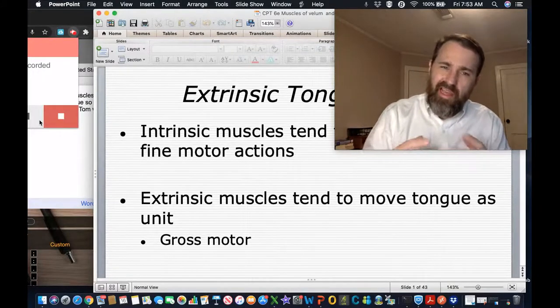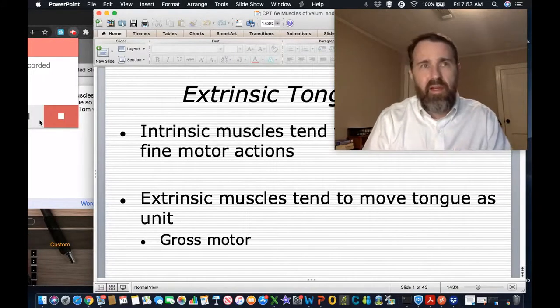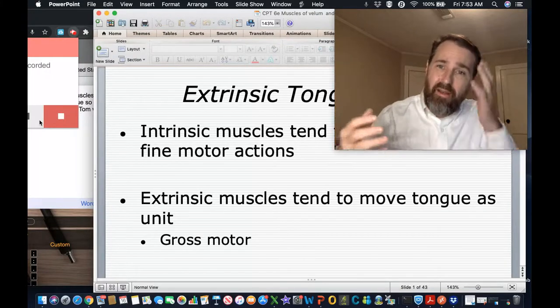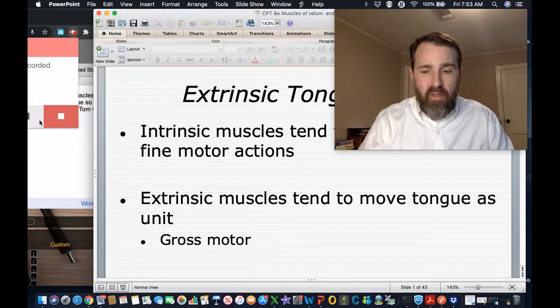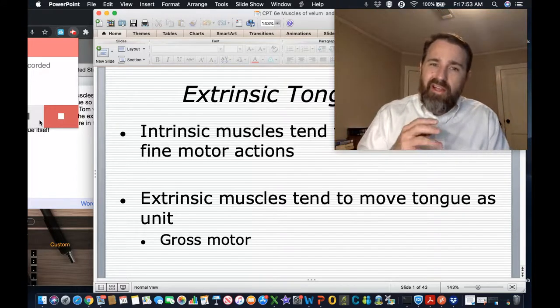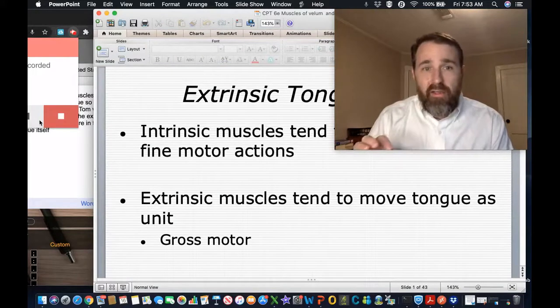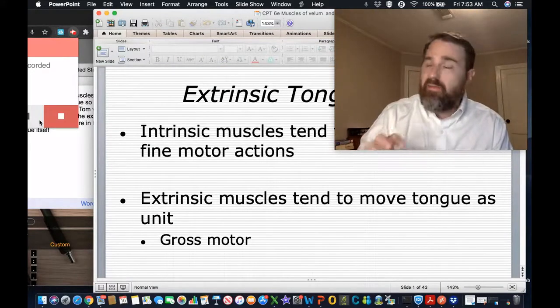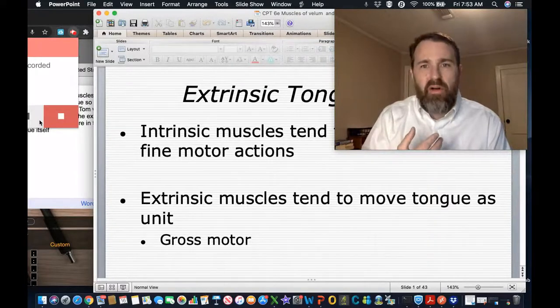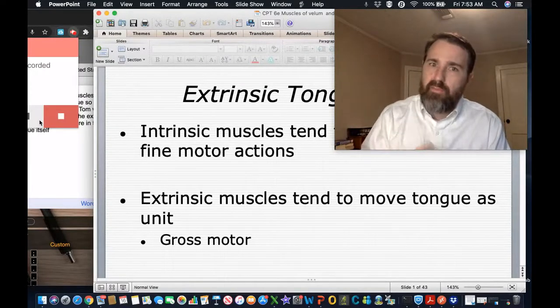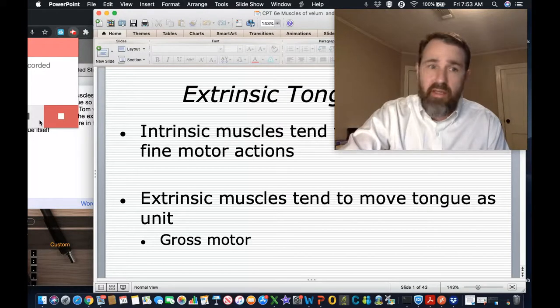So the extrinsic muscles of the tongue originate on some other structure in the body and then course over to insert into the tongue itself. So they're not so much involved in articulation as they are involved in the actions involved in swallowing and singing and things like that.